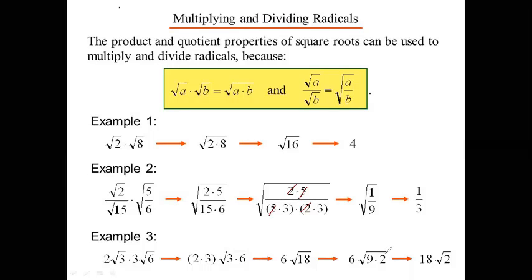Root 18 is 9 times 2. The square root of 9 will be 3, and 3 times 6 will be 18. So it will be 18 root 2. Easy, Ahmed?